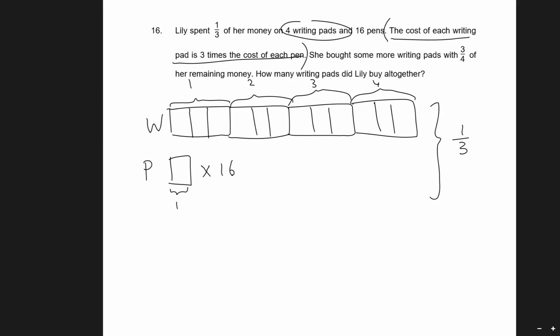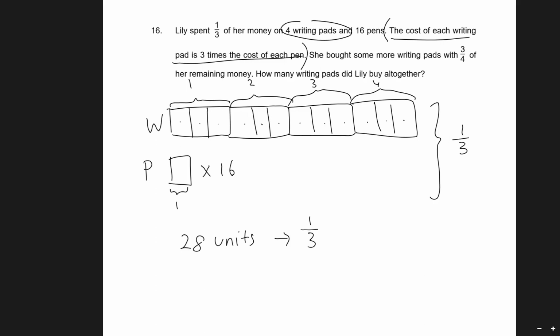Okay, so let's count the number of units. I have 16 in total for the pen, 17, 18, 19, 20, 21, 22, 23, 24, 25, 26, 27, 28 units. Now this 28 units, she's going to use 1/3 of her money to buy. Okay, let's continue reading the story.